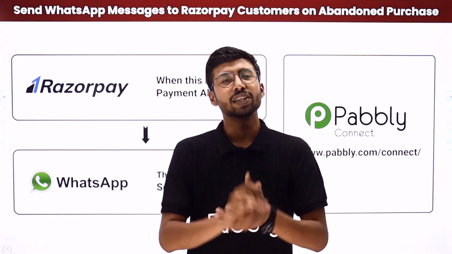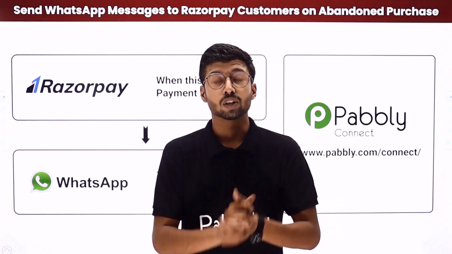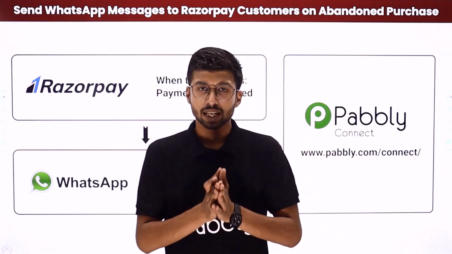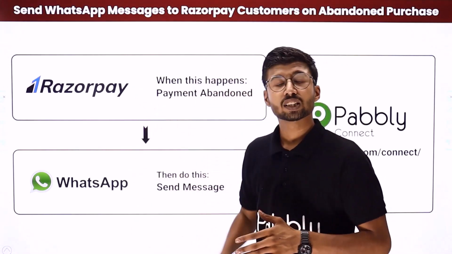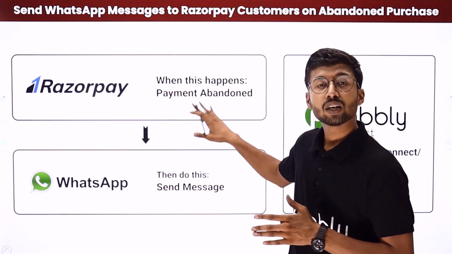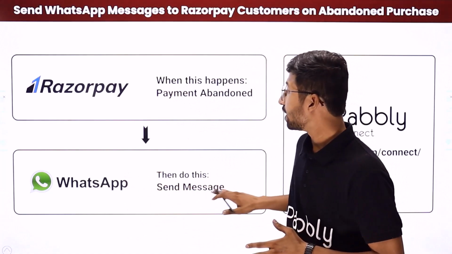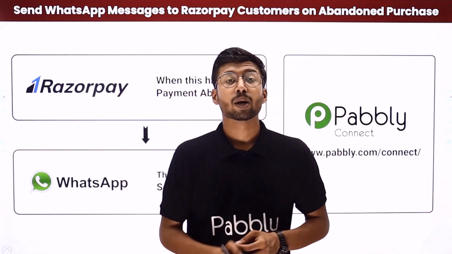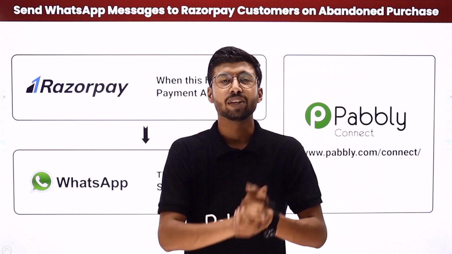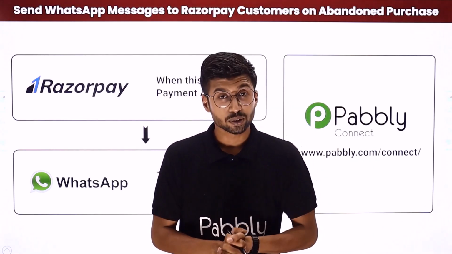But guys, in this video, I came up with an awesome automation by which we can recover our lost sale. So this automation goes like this: suppose you are using Razorpay as an online payment gateway. Whenever a customer abandons a payment on our Razorpay payment page, a WhatsApp message will automatically be sent to their own number as a reminder that their payment is not complete yet. Interesting, right?